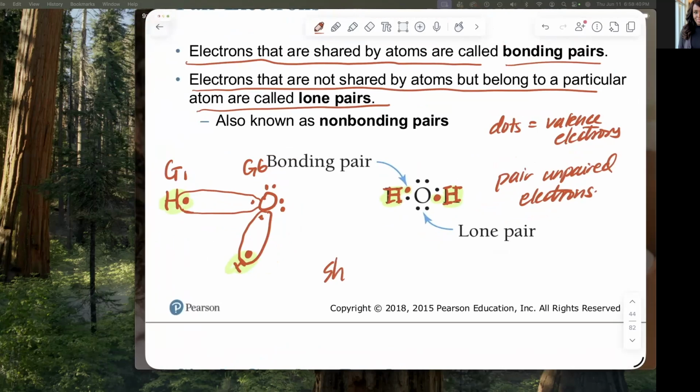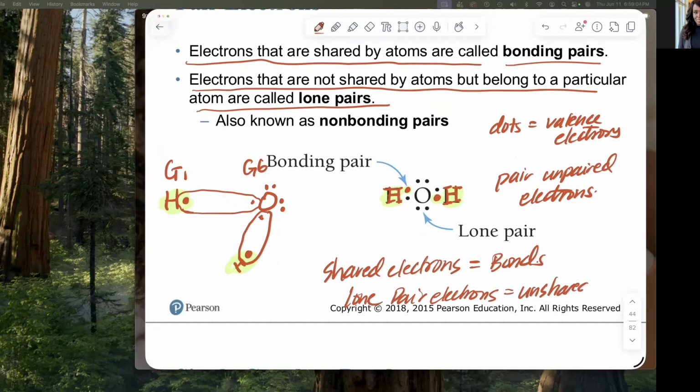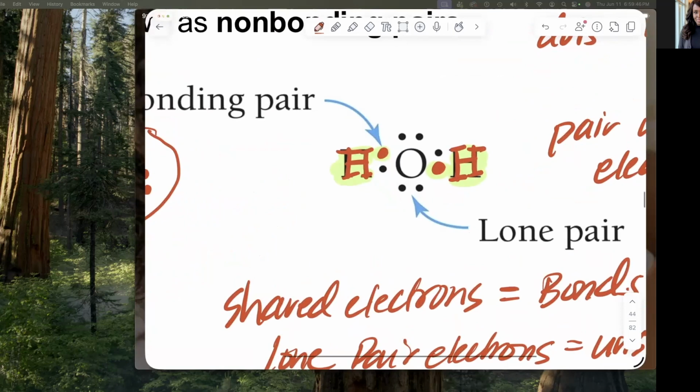So electrons that are shared between elements are equal to bonds. And then lone pair electrons belong to the one element by itself. So these are not shared, or let's call them unshared electrons. Okay, in this arrangement, they share electrons so that they can both have filled orbitals, right?